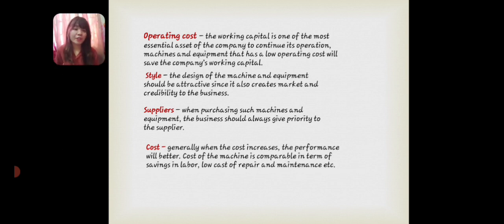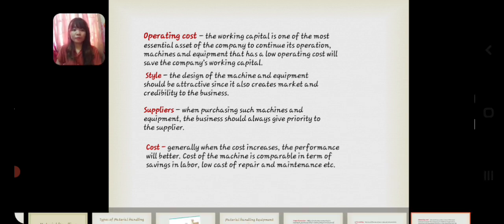Next is suppliers. When purchasing such a machine and equipment, business should always give priority to the supplier. Siyempre, kapag may supplier ka, priority mo na yun. Huwag mo nang bibitawan. Next is cost. Generally, when the cost increases, the performance will be better. Cost of the machine is comparable in terms of savings in labor, low cost of repair and maintenance, etc.